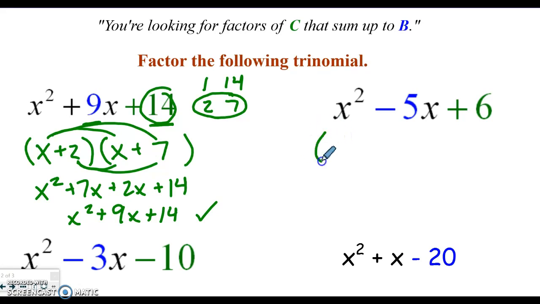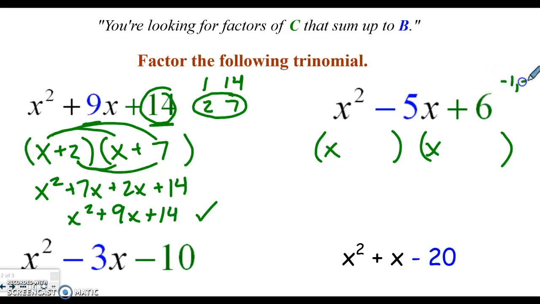I'm going to start off. I know it's going to be two parentheses. I know I'm going to have an x because it's x squared broken up. Now I need to find factors of 6 that add up to negative 5. So now we have to think about this here. Signs come into play. So when I think about the signs, the only time I'm going to end up with two numbers that multiply to give me a positive and add to give me a negative is if both of those numbers are negative. So when I think about factors, I just have to think about them both being negative.